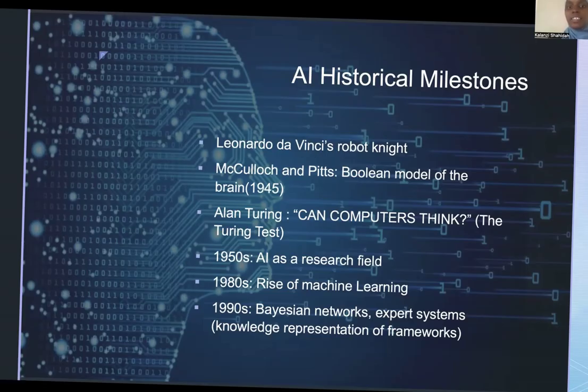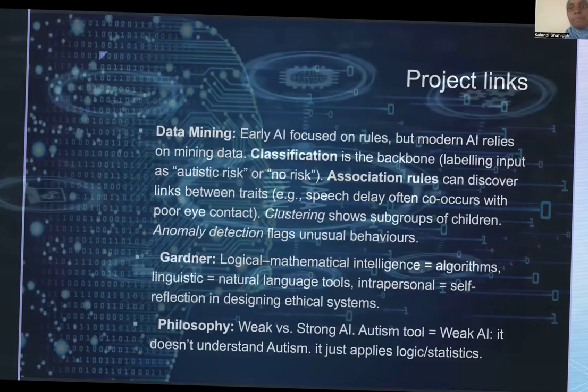Then in the 1980s, we have the rise of machine learning, whereby people started building machines that are learning, for example the machine that was built to win a game of checkers. That was built during that rise of machine learning. Then in the 1990s, we have Bayesian networks. Here we started seeing expert systems coming about, then knowledge representation frameworks, things like that.